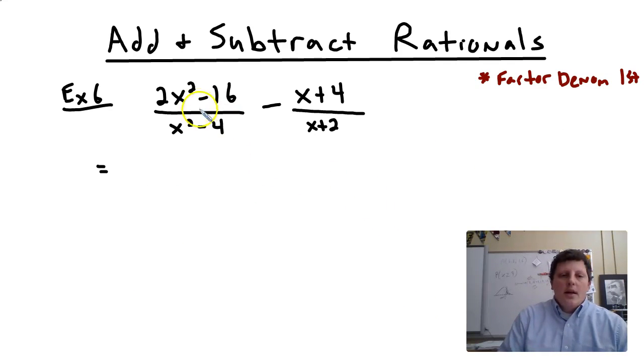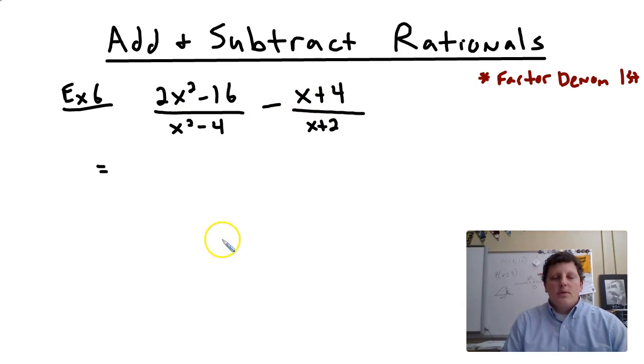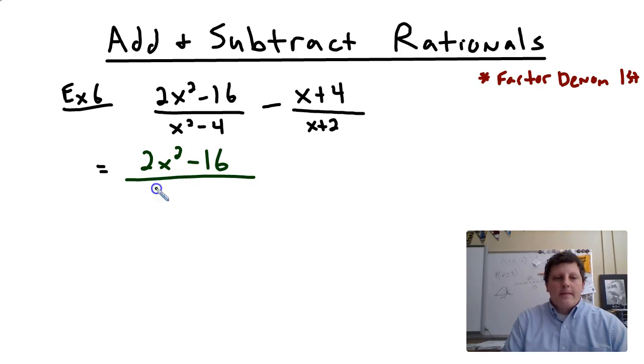Example number 6. We've got 2x squared minus 16 over x squared minus 4 minus x plus 4 over x minus 2. We want to factor both denominators first. So we'll leave the numerator. We're not going to touch it yet. We're going to leave it 2x squared minus 16. But we're going to factor the denominator. And this is the difference of two squares. And difference of two squares, you take the square root of the first and the second. In this case, that's x and 2, and we put x plus 2 times x minus 2.